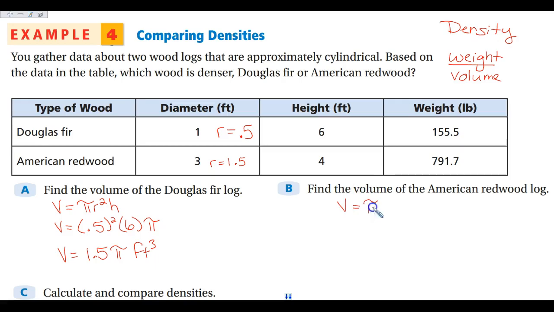Now we're going to do the same thing for the volume of the American redwood. It's my same formula because the logs are cylindrical, so it's pi r squared times height. My radius here is 1.5, so I'm going to do 1.5 squared times the height of this log, which is 4 feet, so times 4, and then times pi. Again, I'm going to leave this one in terms of pi. When I do 1.5 squared and multiply it by 4, I get 9. So this is going to be 9 pi feet cubed.